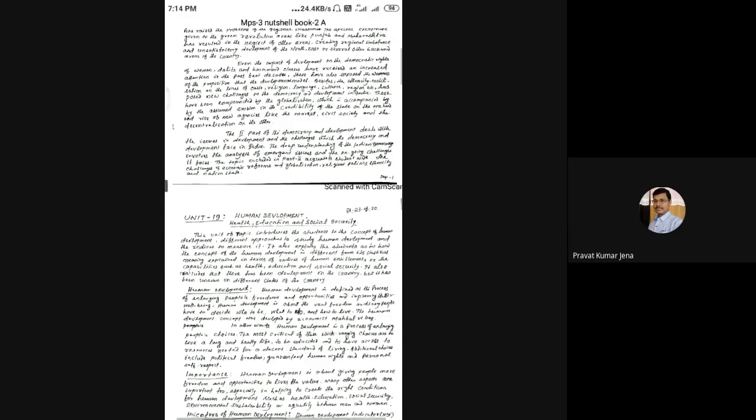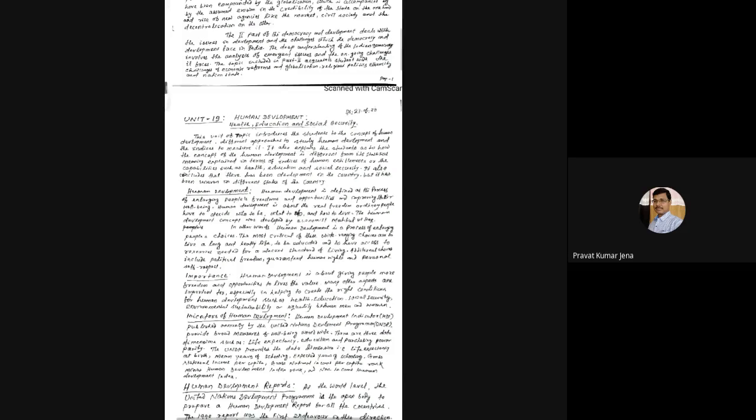So with this, we'll start categorically unit-wise, that is unit 19, which contains human development, and human development includes health, education, and social security. My dear friends, if human development does not occur, people cannot live peacefully with dignity and freedom.